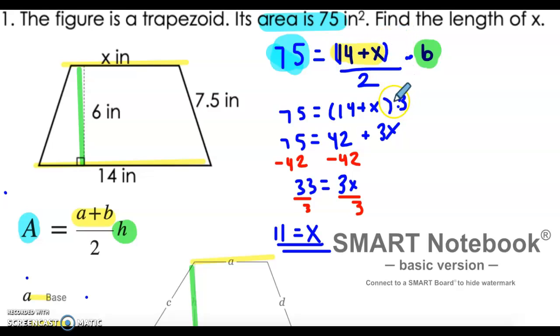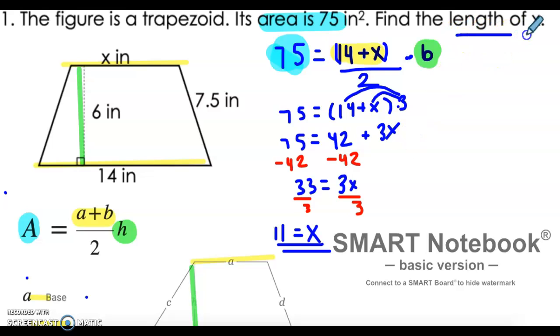You want to make sure that 14 plus x is in parentheses. Okay, now that we have a number outside of our parentheses, we're going to use the distributive property and distribute it through the parentheses. So 75 is equal to 14 times 3, that's 42, plus 3 times x is 3x. So 75 equals 42 plus 3x.